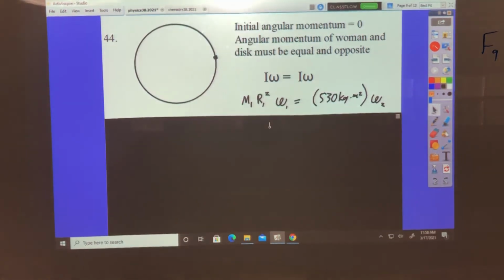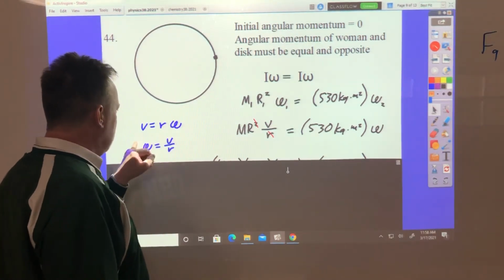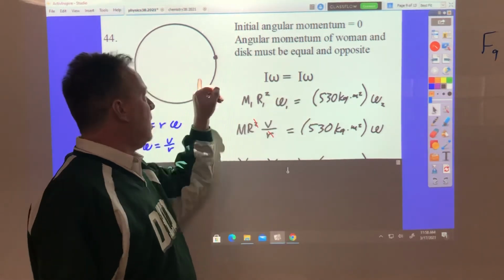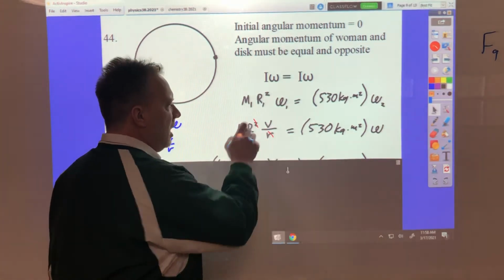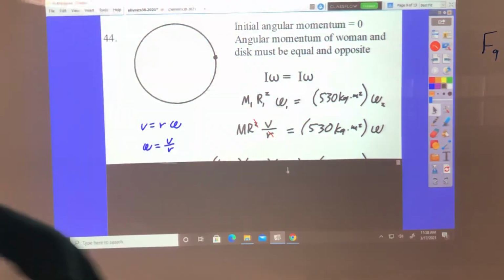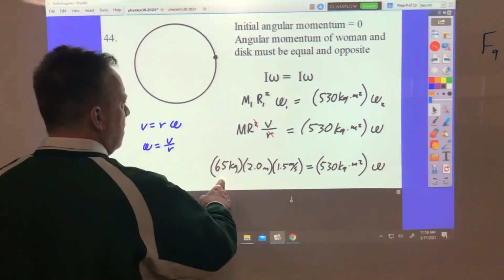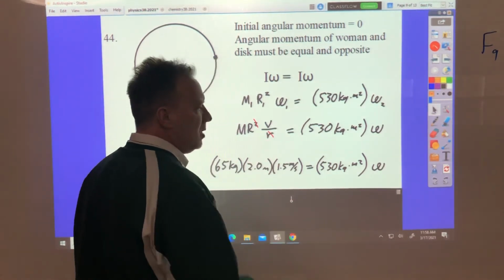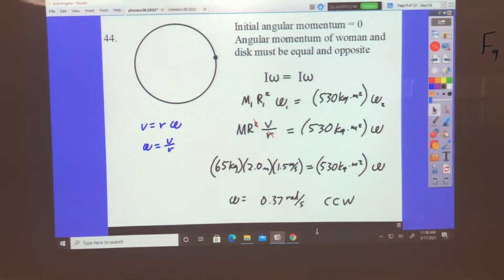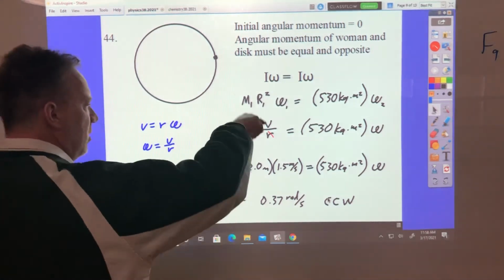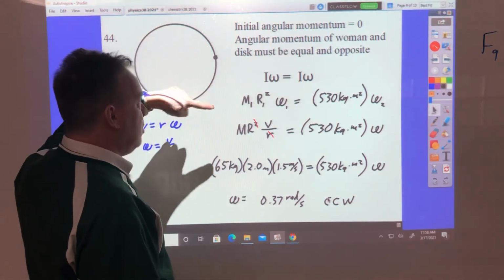But we can tie those two together because we have v equals r omega. So we'll solve for that. Omega is v over r, and we'll substitute that in. Now, because she's at the edge of this turntable, these radii are the same. So one of those cancels. Just be careful with that. They don't always cancel, usually they do. Once you got that, you can put her mass in, radius of 2 meters, velocity 1.5 meters per second, solve for angular velocity for the turntable. And it comes out to be 0.37 radians per second. She goes clockwise, the turntable goes counterclockwise.